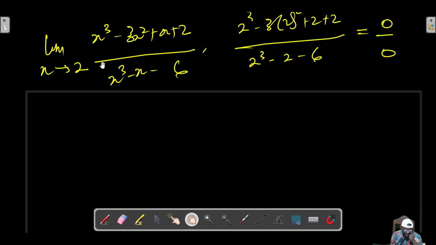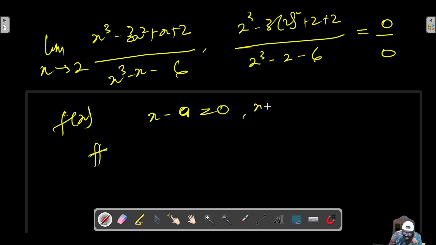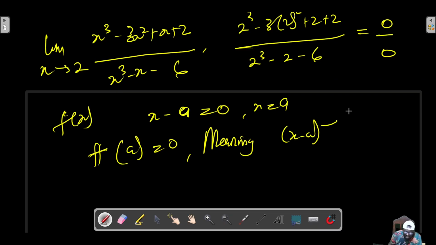Then it means it can be factorized, and x minus 2 is a factor. You remember whenever you have a polynomial, say f of x, and this polynomial is to be divided by, say, x minus a, then you equate this to 0, find x is equal to a. Then after finding f of a, you end up with 0. Then it means that x minus a is a factor of the polynomial f of x.